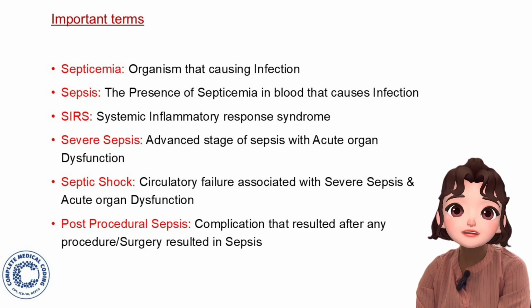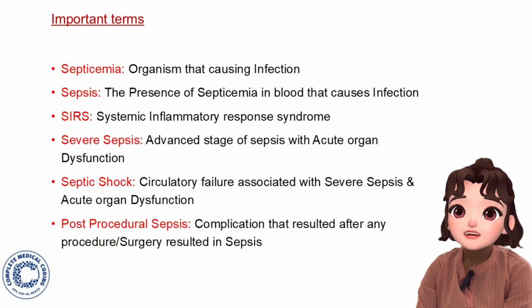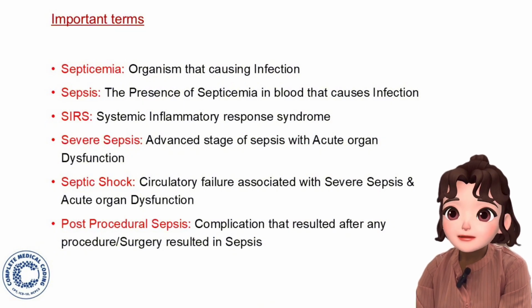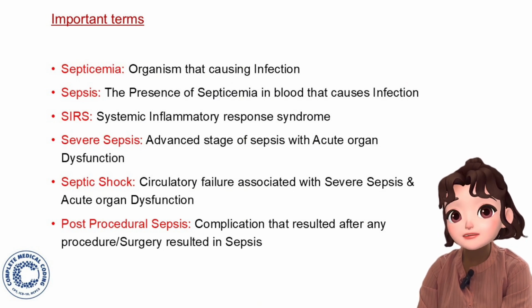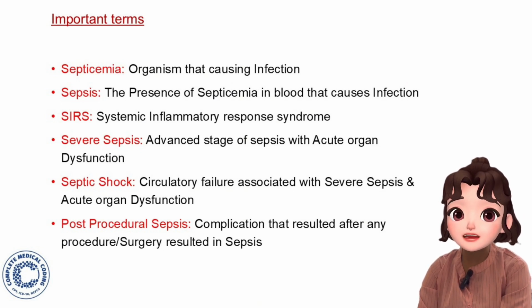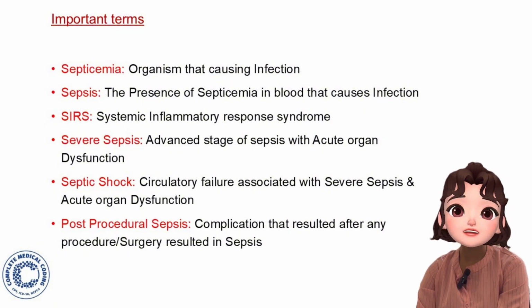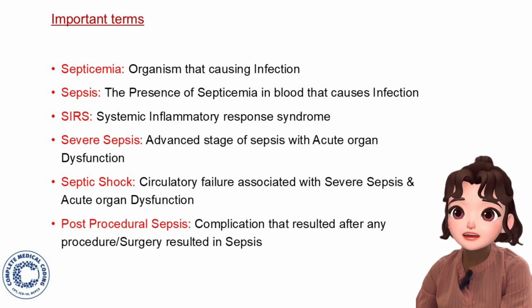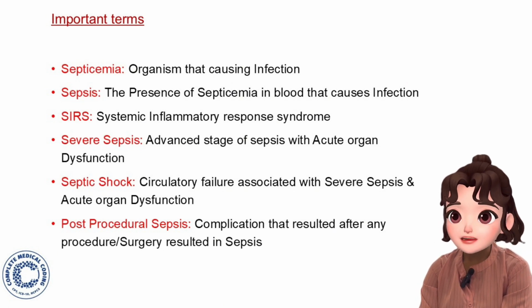Now, some important terms for sepsis. Before moving to sepsis, let's discuss some important terms. What is septicemia? Septicemia means the organism that is causing infection. What do you mean by sepsis? The presence of that organism in the blood that causes infection is called sepsis.